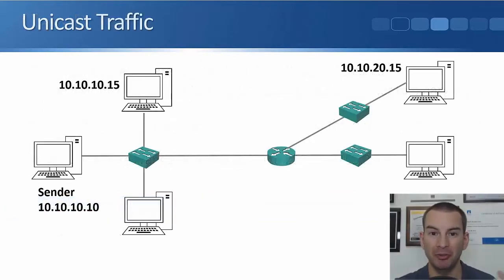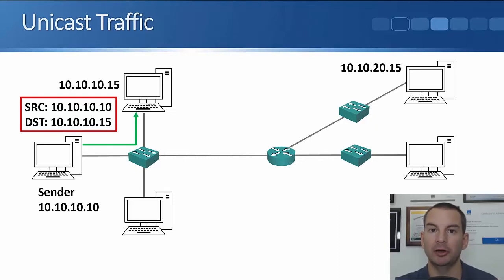So to see how multicast works, let's do a quick review of Unicast first. I've got my sender over on the left, which has got the source IP address 10.10.10.10, and it's going to send traffic to destinations at 10.10.10.15 and 10.10.20.15. So it sends traffic to 10.10.10.15, and if you looked in the packet in the layer 3 IP header, you would see the source IP address is 10.10.10.10, the destination is 10.10.10.15. And if we're using a /24 subnet mask, they're both in the same subnet, so that traffic can go directly between the hosts without having to go via a router.